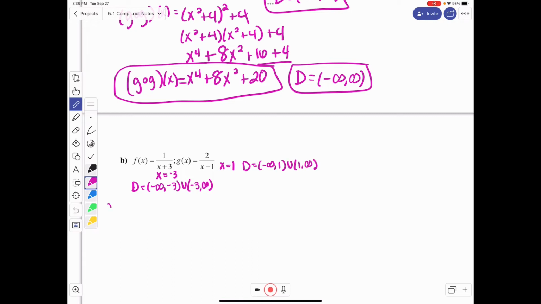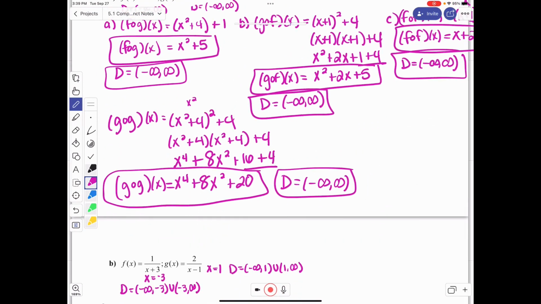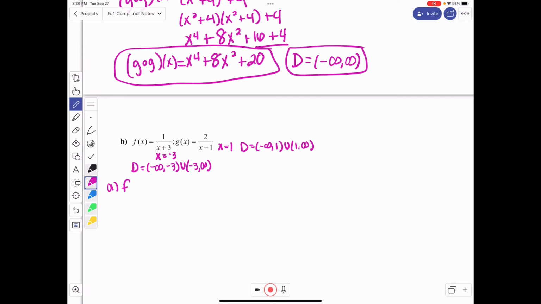Okay, so for A, I'm going to start off with, what was A? f of g of x. So again, I'm taking g and plugging it into f of x. So I have 1 over 2 over x minus 1 plus 3. Now, this is a complex fraction, so what I want to do is look at this denominator here, and I'm going to multiply the top and the bottom by x minus 1 to get rid of that.